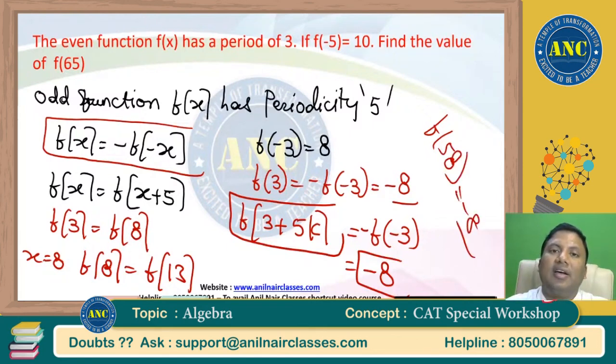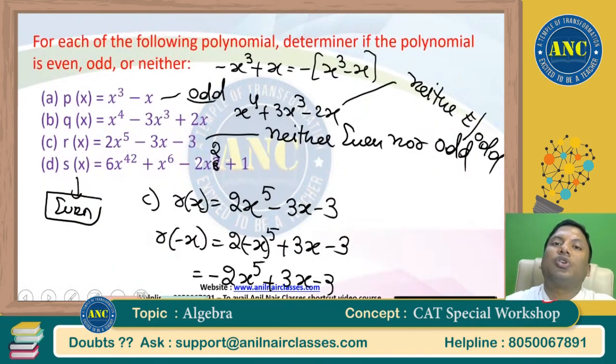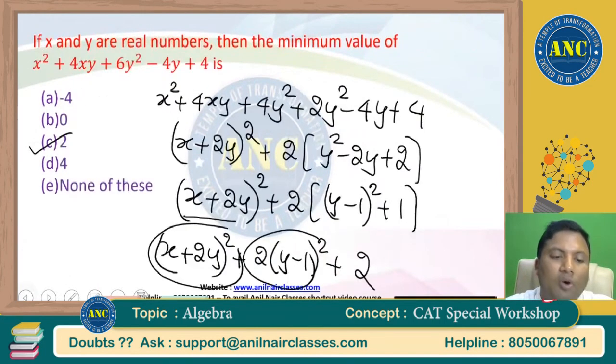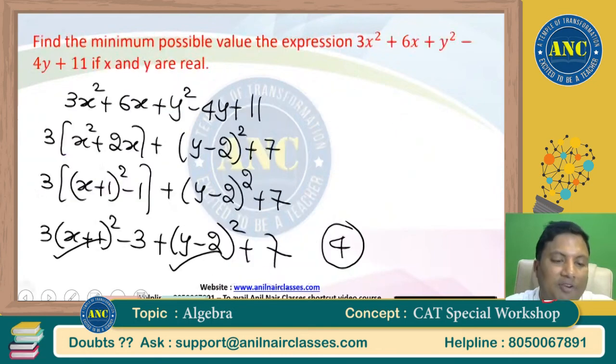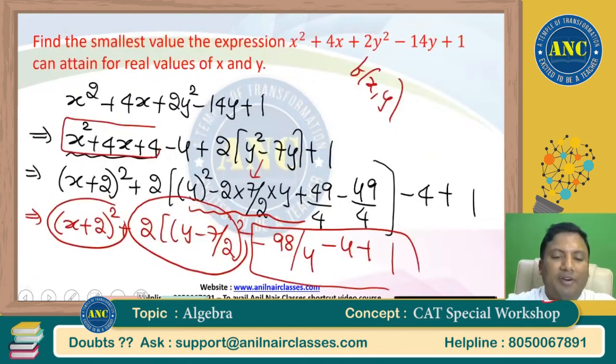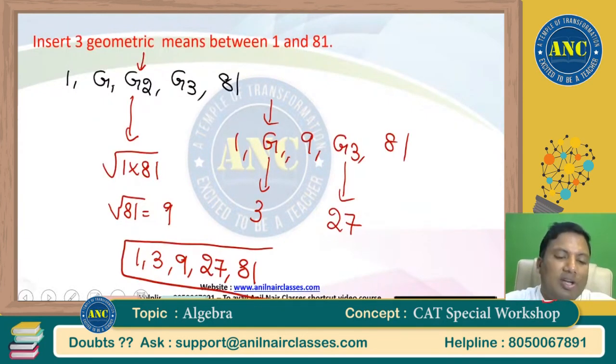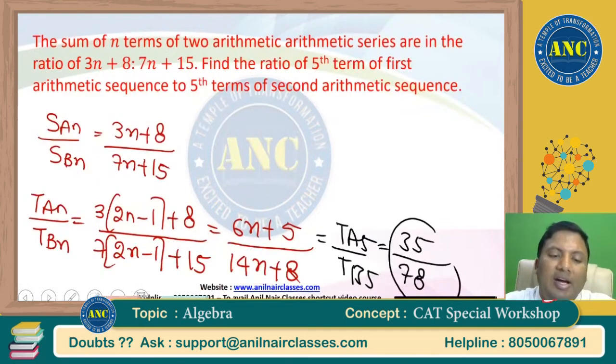Idea is clear. How to use the periodicity and an even function to solve. How to check whether a function is an even function or an odd function. How to find out the minimum value for a quadratic expression f of x comma y, and how to find out arithmetic means and geometric means just by understanding the definition.